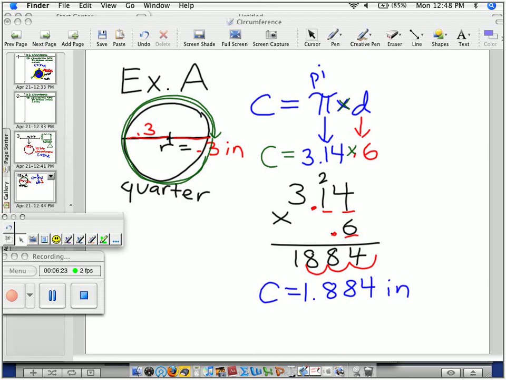Okay? This is all make-believe. I don't know if a quarter really is 0.3 inches. It's probably smaller.